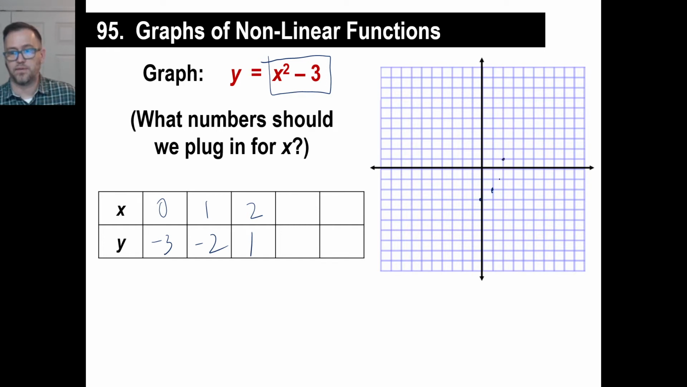You probably see how this is working, how it's going to be symmetrical around the y-axis again. But let's try negative 1. Well, what is negative 1 times negative 1? 1. Minus 3, negative 2. So negative 1, negative 2, and you probably see what's going on here. And there we go. It looks like that. And don't worry about drawing these perfectly, just get the basic shape.